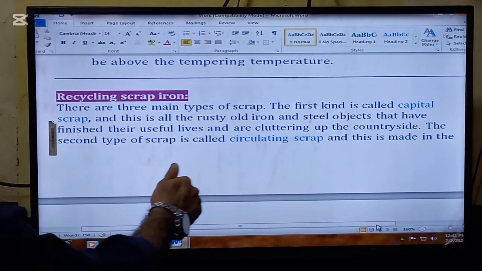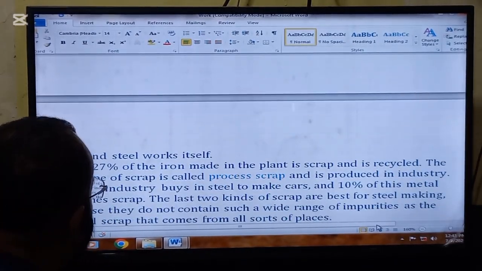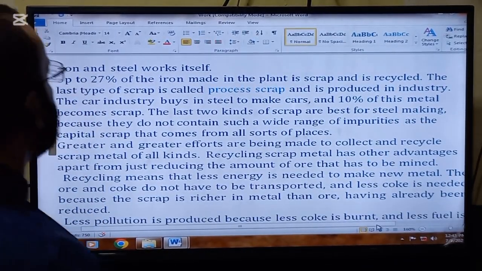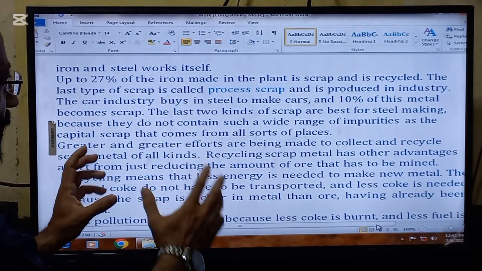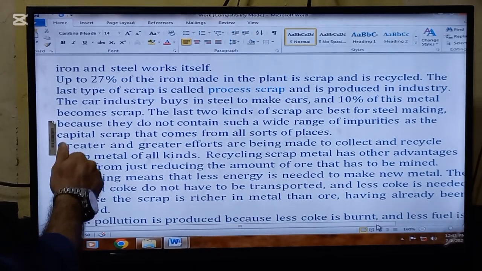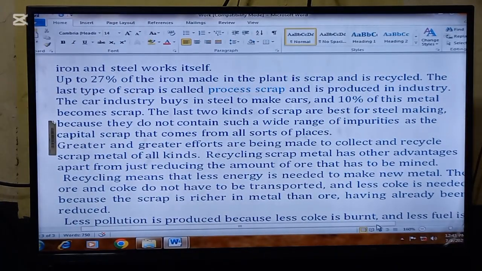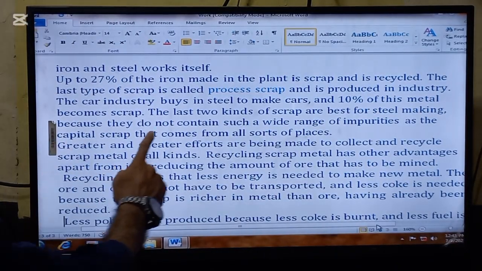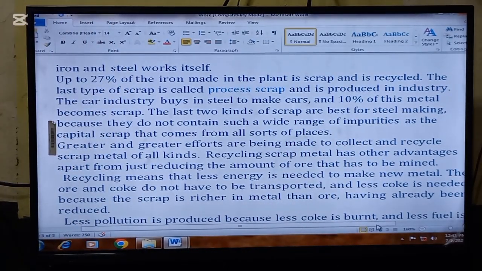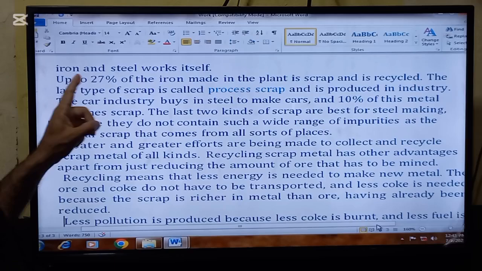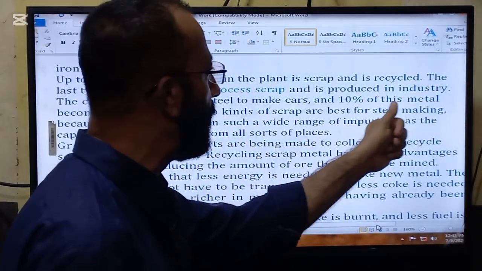The second type of scrap is called circulating scrap, and this is made in the iron and steel works itself. So when iron and steel works are there, this second type is formed. Up to 27% of the iron made in the plant is scrap and is recycled. The last type of scrap is called process scrap and is produced in industry.